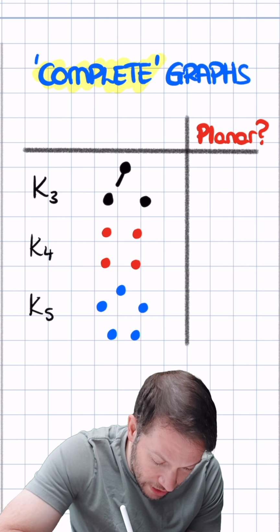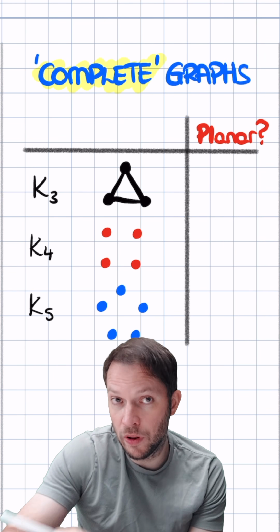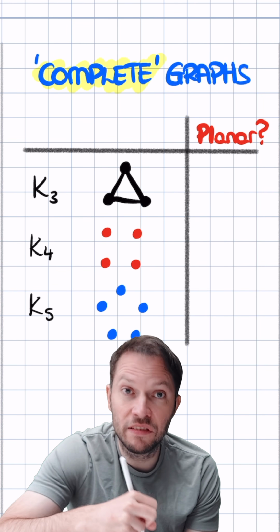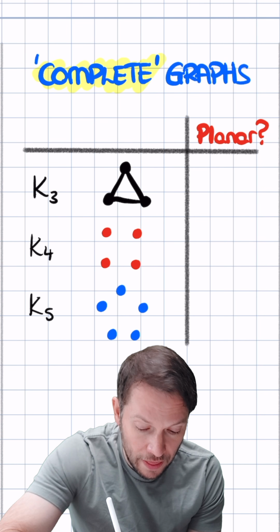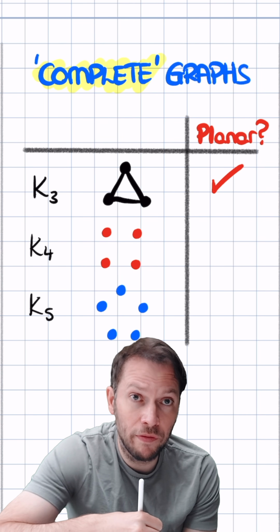So this top one is connected to these bottom 2, and this one on the right is connected to the other 2, and the one on the bottom left is connected to the other 2. So we can connect every vertex to every other vertex without the lines crossing, and therefore this is a planar graph. Now, K4 is when we have 4 vertices.